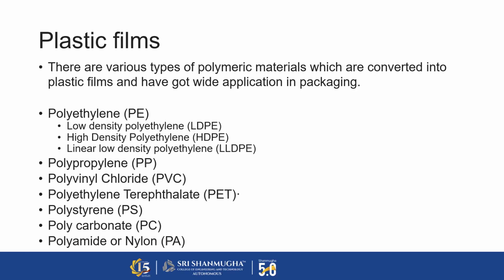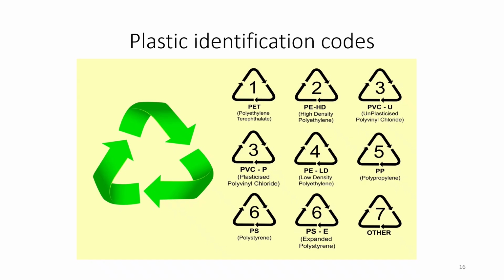So next is plastic films. There are various types of polymeric materials which are converted into plastic films and have a wide application in packaging. Like polyethylene, polypropylene, PVC, PET (polyethylene terephthalate), polyester, polycarbonate, or nylon (polyamide). So these are all the various types of plastic films. This is the plastic identification codes of the plastic films.